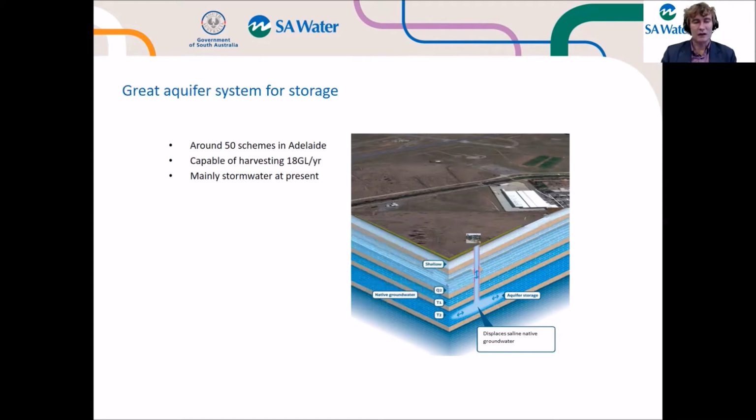The capacity of those 50 schemes is about 18 gigalitres of water. That means we can store 18 gigalitres of water in the aquifer through those schemes and use that 18 gigalitres when it's needed. As I said, mainly stormwater at present. And the schematic down here is just a visual of the Adelaide Airport stormwater scheme that we have, where we're storing water in the tertiary 2 aquifer, a confined aquifer. And then we take the water out, and we're currently doing a trial with that water, which I'll talk about at the end of this presentation.